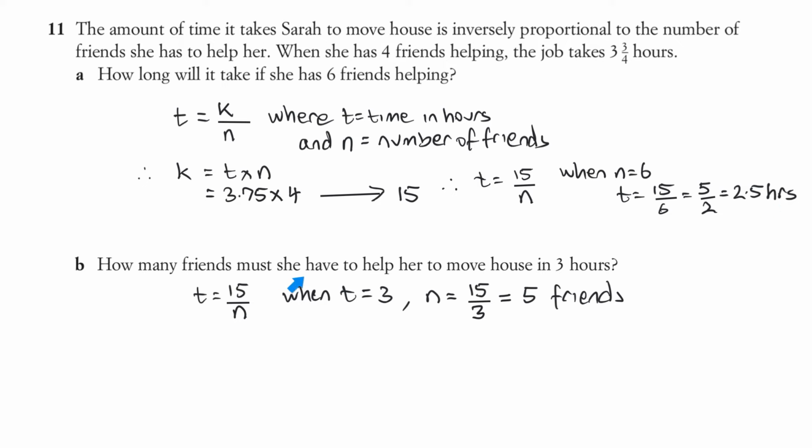B. How many friends must she have to help her to move house in 3 hours? We go back to the one we worked out, T equals 15 on N. Now they're asking how many friends help her to move the house in 3 hours. When T equals 3, I've rearranged this at the same time, jumping a step, we've got N equals 15 on 3, which is 5 friends. Great.